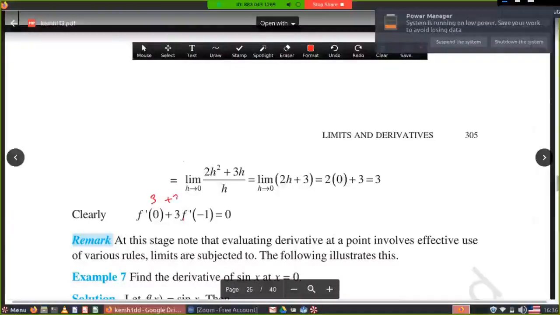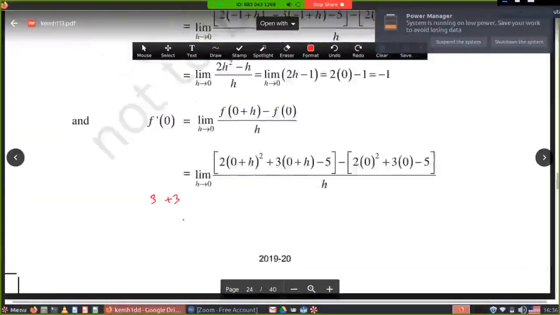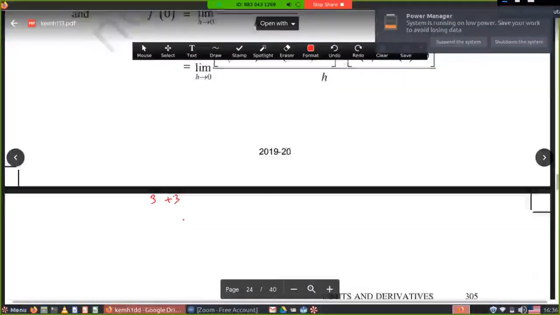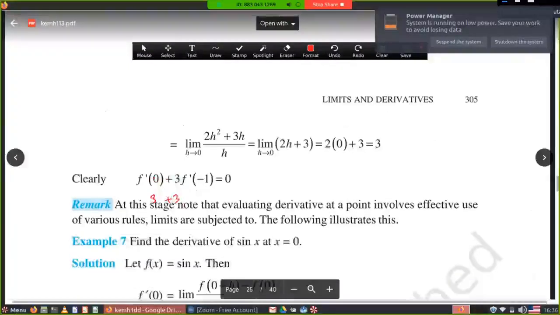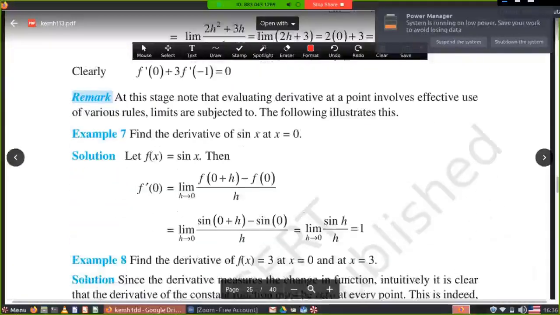And plus 3 into f dash minus 1, f dash minus 1 will be equal to minus 1. So 3 minus 3 equal to 0. This is the answer. Now you can do the questions when the particular point is given, and at that point you have to calculate the derivative.